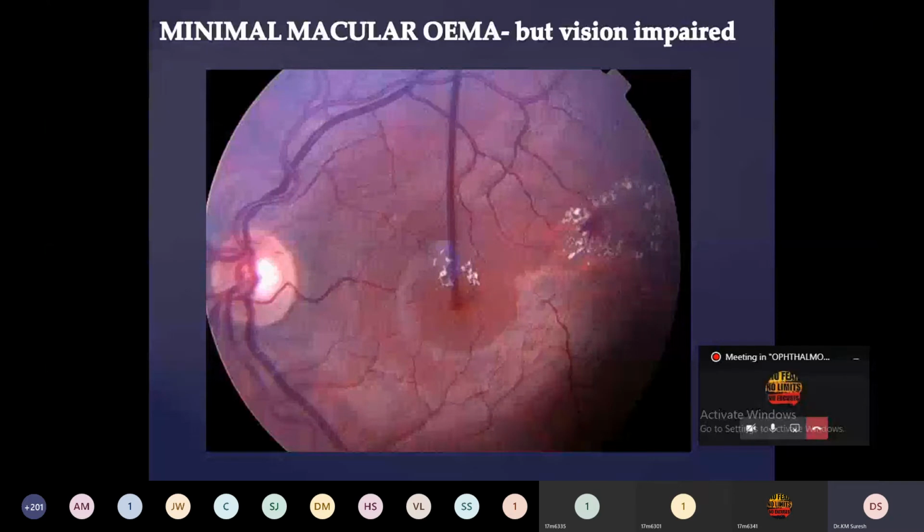Minimal macular edema is present, but it is present exactly in the foveal center. In this particular case, the patient is also ready for treatment as there is vision that is affected. As a clinician, you are supposed to do parafoveal photocoagulation in such cases, which we are going to study in our later slides.